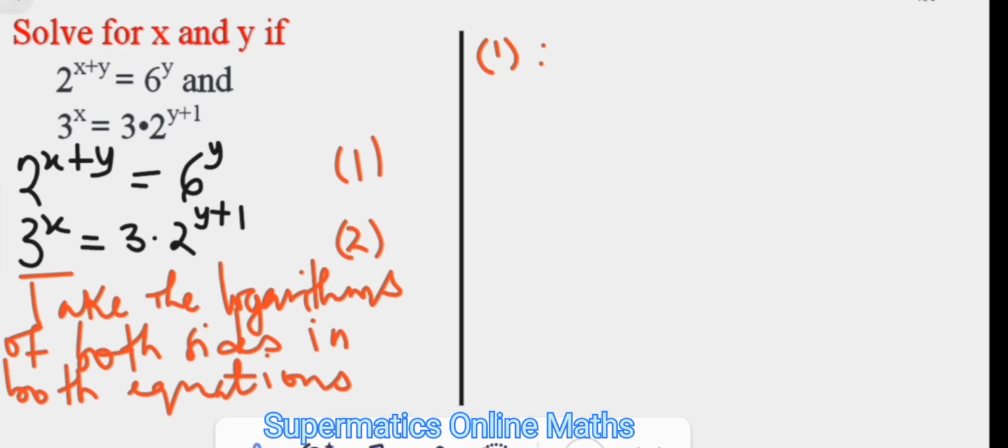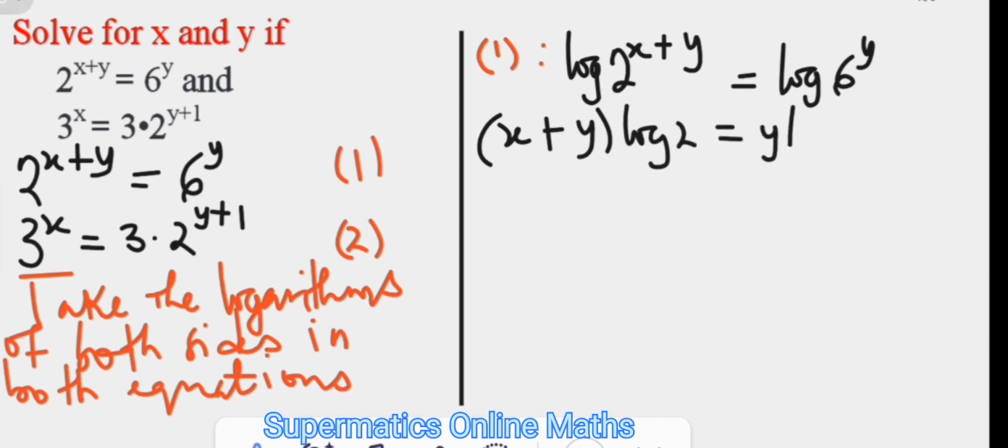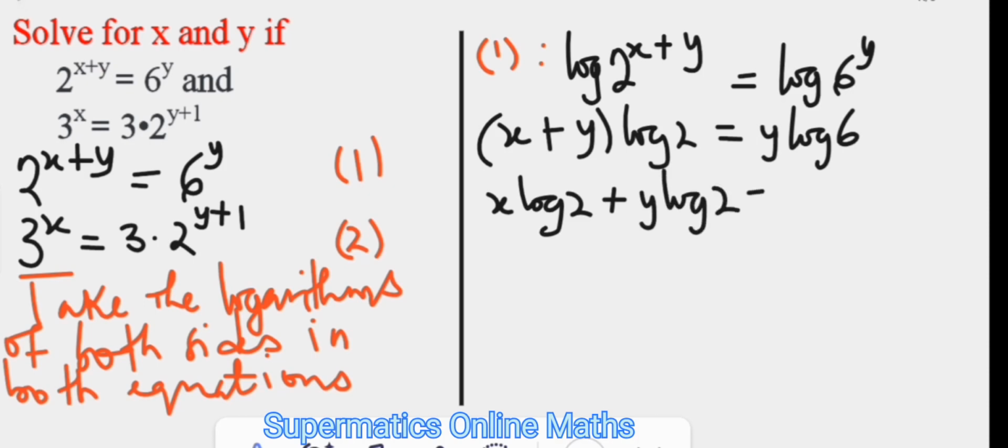When we take the logarithm of equation 1, it is going to leave us with the logarithm of 2 to the power of x plus y to be equal to the logarithm of 6 raised to power y. And that, by one of the laws of logarithm, is going to become x plus y times log 2 on the left side and y log 6 on the right side. The left side, when we open the brackets, will be x log 2 plus y log 2, while the right side will be y log 2 times 3.